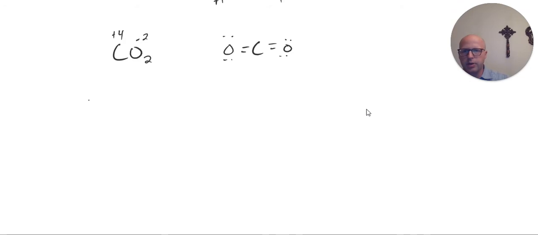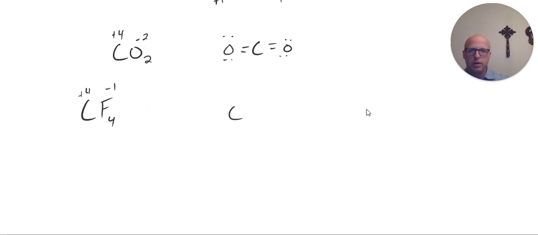Let's say we had something like carbon tetrafluoride, CF4. Fluorine is a -1 oxidation state, and I have 4 of them. So again, that's going to give me a -4 total charge. So carbon in this case also has a +4 oxidation state.